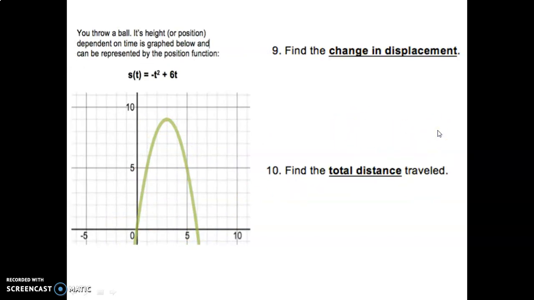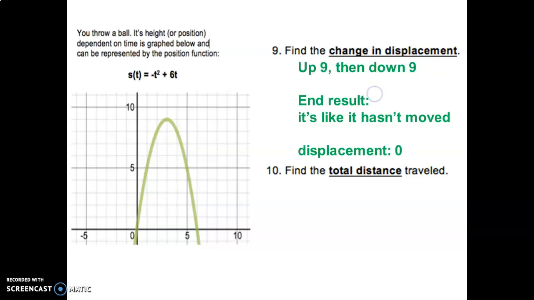All right, number 9. Find the change in displacement. Okay, now let's go back to what those words displacement and distance mean. Displacement, again, means how much has it changed in relation to its starting point. Considering that, it went up 9 units, down 9 units, and it ended up here. So its displacement, or the end result, is like it hasn't moved at all. That's the displacement. Its position at the end is the same as its position at the beginning.